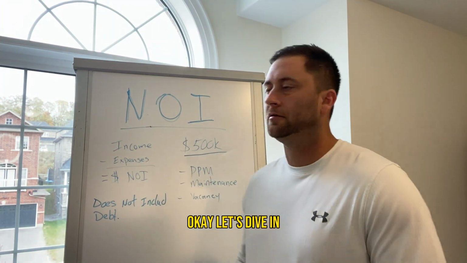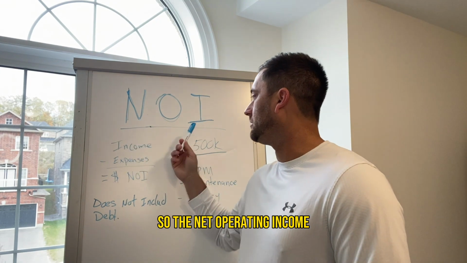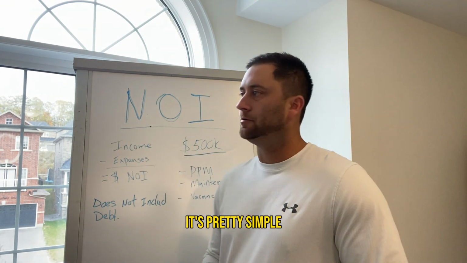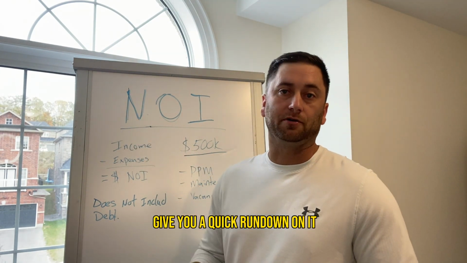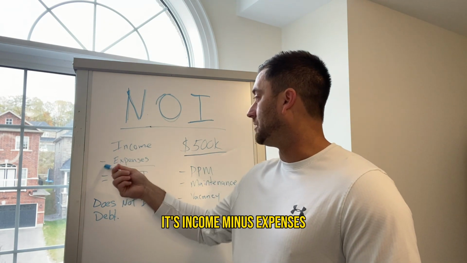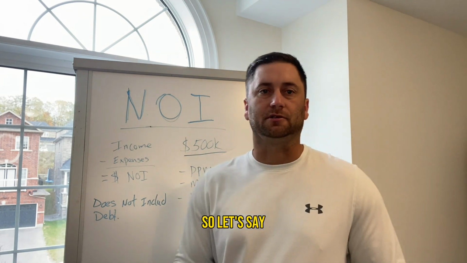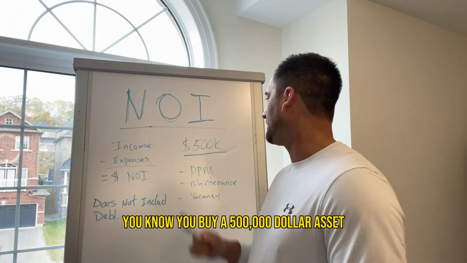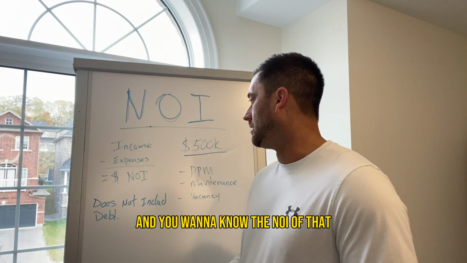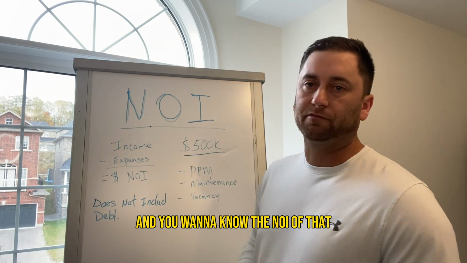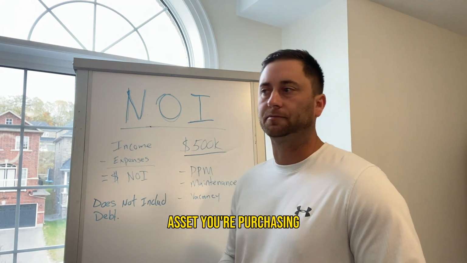Okay, let's dive in. So the net operating income, it's pretty simple. I'm going to give you a quick rundown on it. It's income minus expenses will equal your NOI. So let's say you buy a $500,000 asset and you want to know the NOI of that asset you're purchasing.